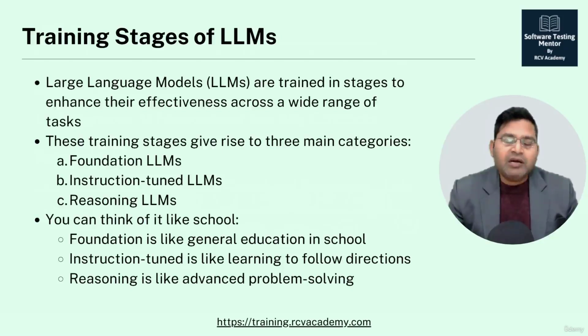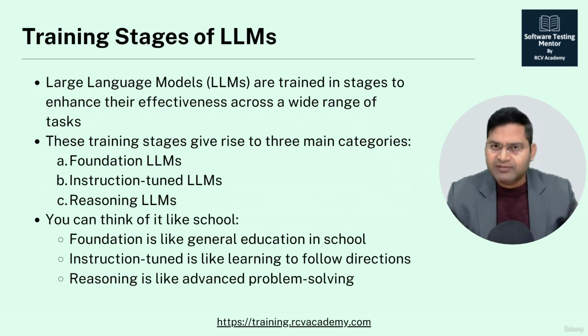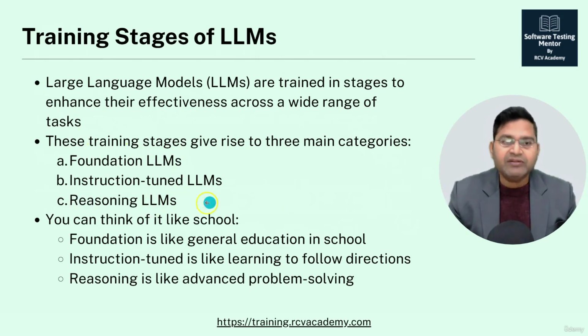So what are the training stages of large language models? Large language models are trained in different stages to enhance their effectiveness for a wider range of tasks. There are mainly three stages: foundation LLMs, instruction tuned LLMs, and reasoning LLMs. We are going to understand what exactly these stages are and how these LLMs are trained in different stages.